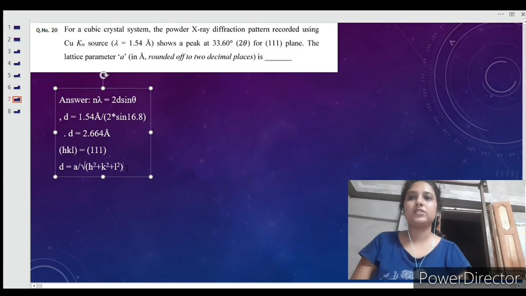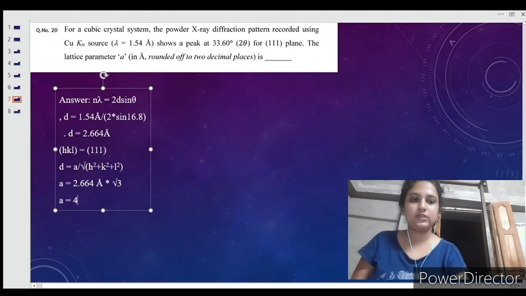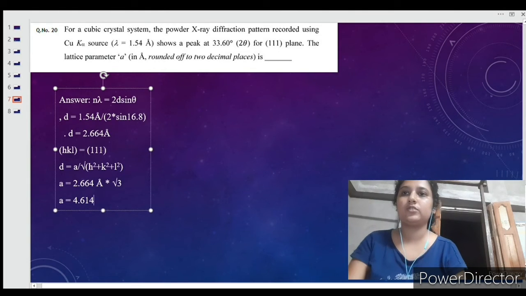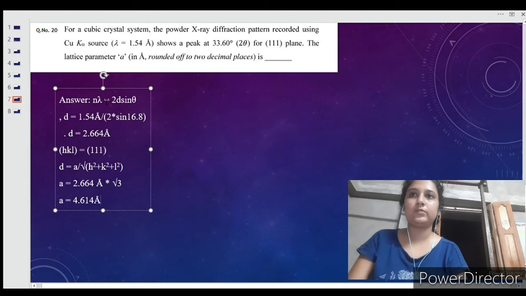So root over h square plus k square plus l square is equal to root 3, and a is 4.614 Angstrom. First we have to take help of Bragg's equation, then the relation between d, a and the hkl. That's all. Then the answer is 4.614.